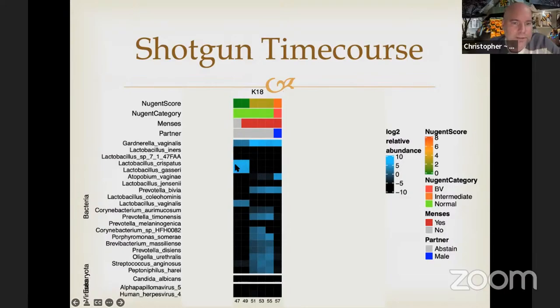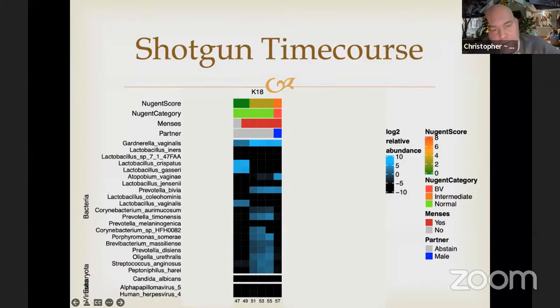Initially she's dominated by this Lactobacillus crispatus and Lactobacillus gasseri. And then you also see here that she has another species of Lactobacillus which didn't pop up in the 16S, Lactobacillus vaginalis, and that's just because it's close enough to the other organisms that it's not able to be discerned from those other organisms by 16S, but you can by shotgun. And then what you see is that the Gardnerella vaginalis starts to dominate here, and also Prevotella bivia, and a few other organisms.